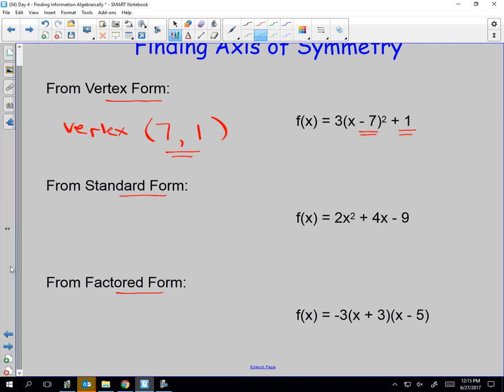Okay, now, standard form, the best thing that we can get from standard form is our y-intercept. Remember, your y-intercept happens when x equals 0. So if I'm plugging in a 0 for x, we lose this piece, and we see our y-intercept is -9.